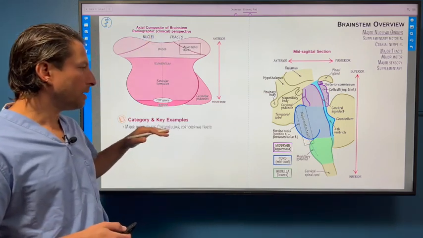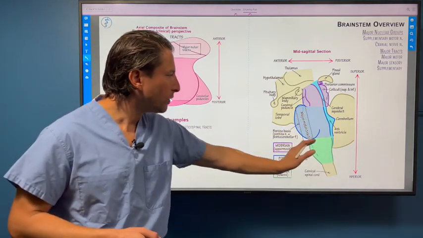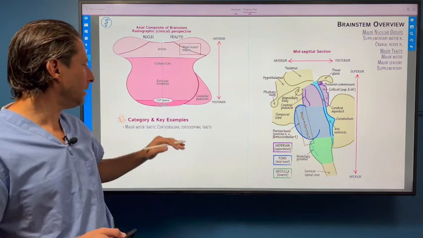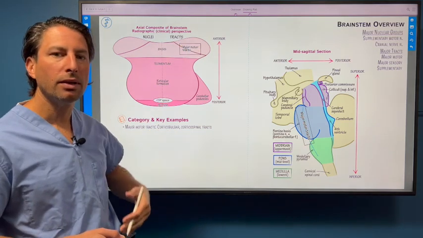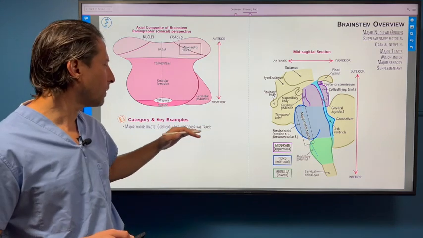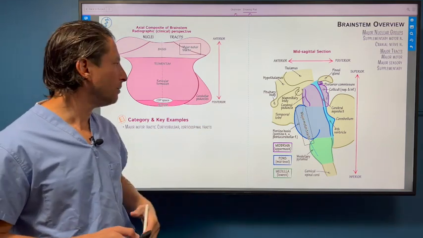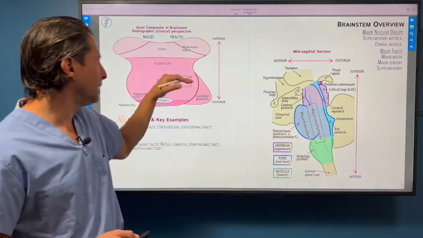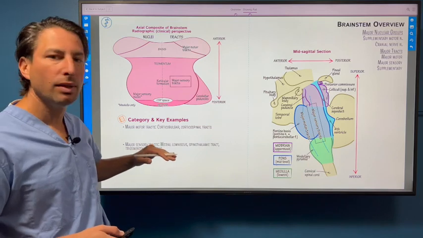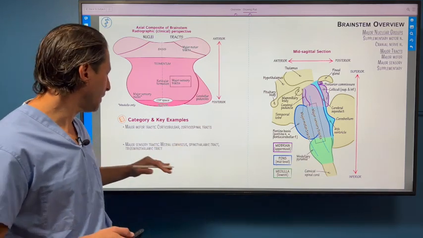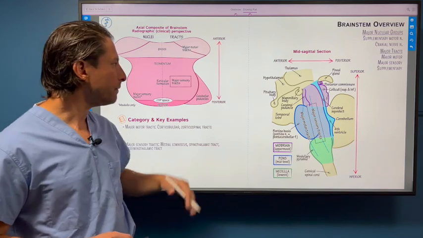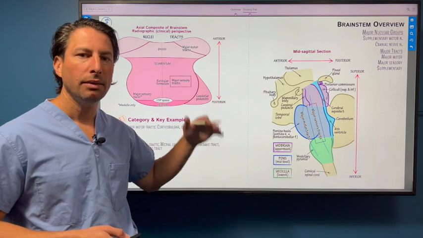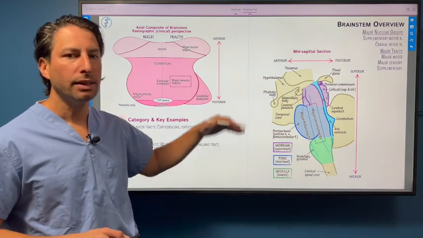So the first section, we're going to talk about major motor tracts. They live anteriorly, and that's what we point out here. Key motor tracts include corticobulbar, so innervation to the face, corticospinal tracts, innervation to the limbs. Major sensory tracts live posteriorly, and we see that here. Again, key ones: medial lemniscus, spinothalamic tract, and then the trigeminal thalamic tract. Now notice how this parallels the spinal cord. In the spinal cord, we talk about motor anteriorly, and we talk about sensory posteriorly.